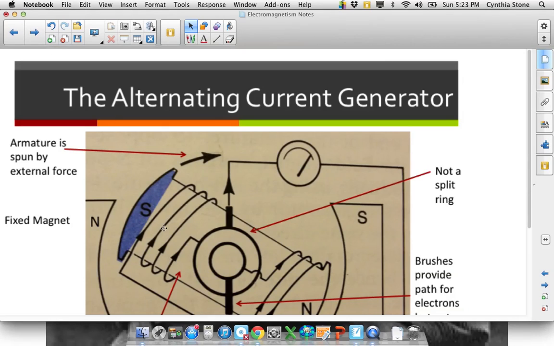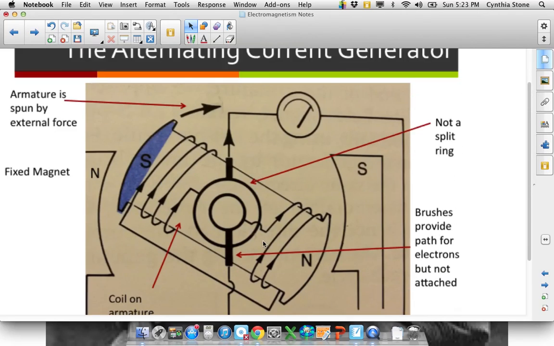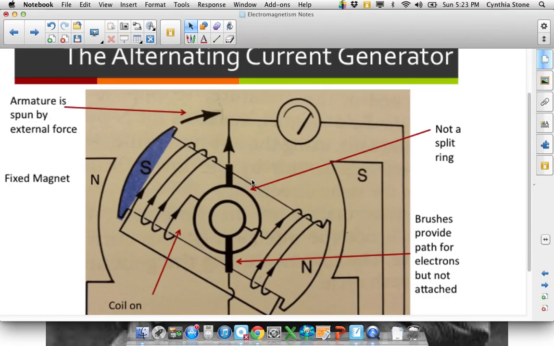Okay, so how does that work? How can we use that to look at a current generator? Hopefully by now I've shown you in class the generator we have, and it should look very similar to this. You've got a north end, a south end, that's the fixed part, just like the motor, and this looks exactly like a motor, right? And notice this is what we call an alternating current generator, and we'll talk about that in a minute.